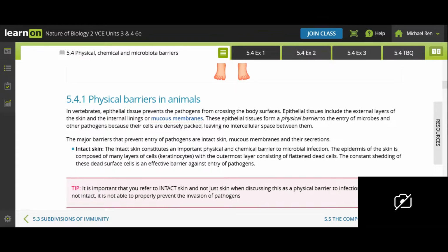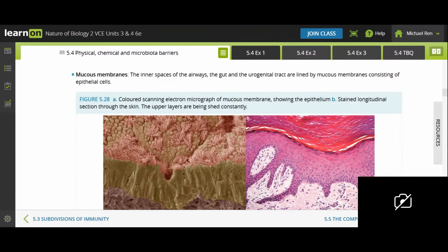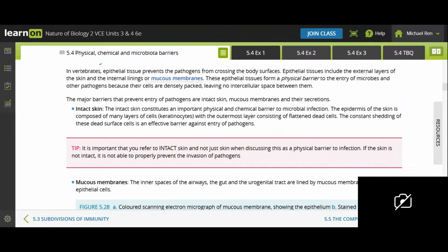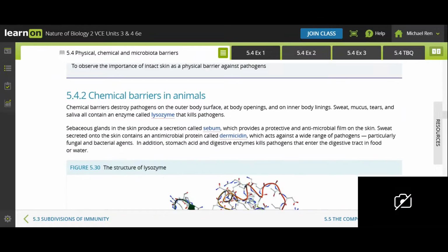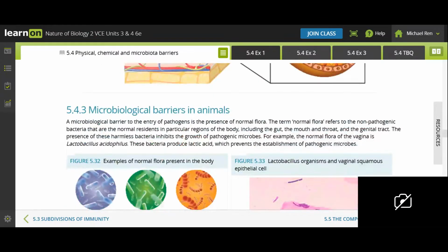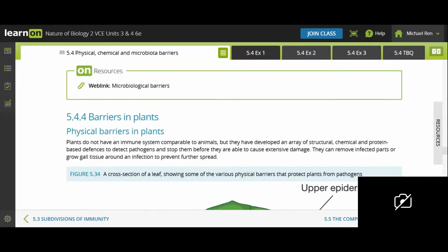So, direct definition, physical barriers are just epithelial tissues that prevent pathogens from entering the body. And chemical barriers just destroy pathogens on the outer body surface. Nothing too out of the ordinary. Microbiota, that's just microbiota stuff.